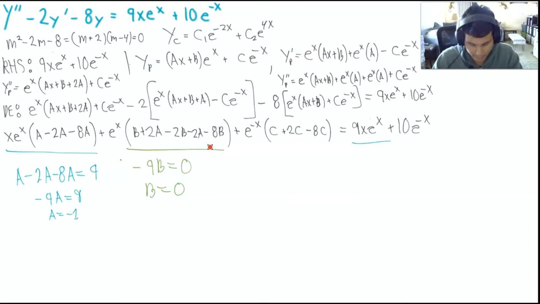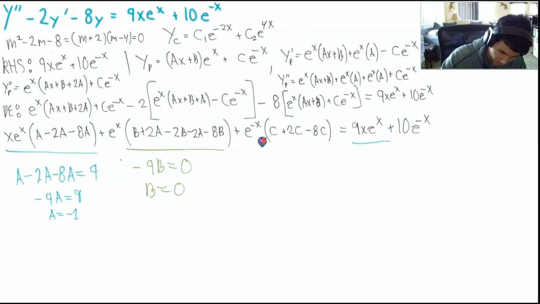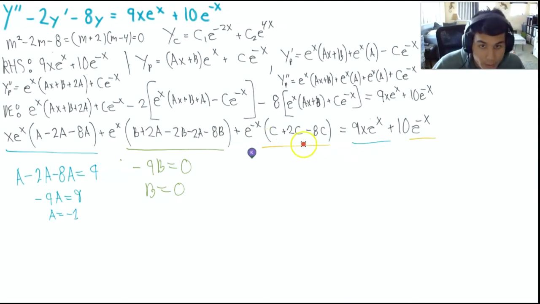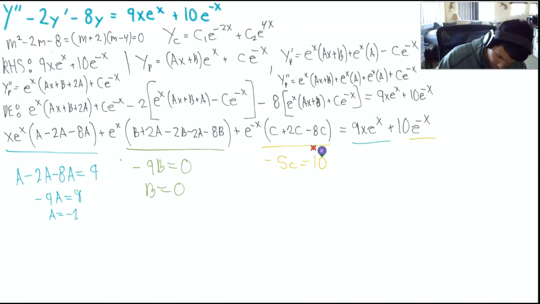That's nice to know. Let's think about the next one. Let's do this in yellow. Everything with e to the negative x is right here, and it's right here. So this would be c. This would be 3c minus 8c, which is negative 5c. And that is equal to 10. Thus c is equal to negative 2.